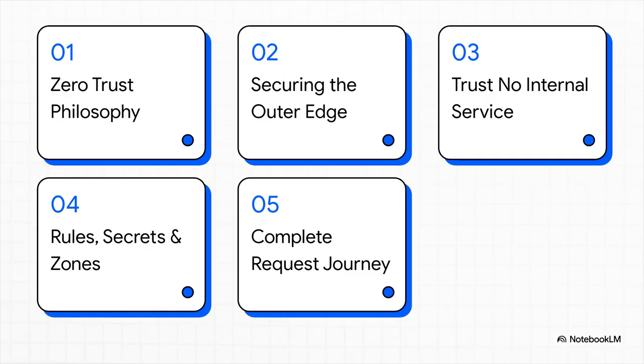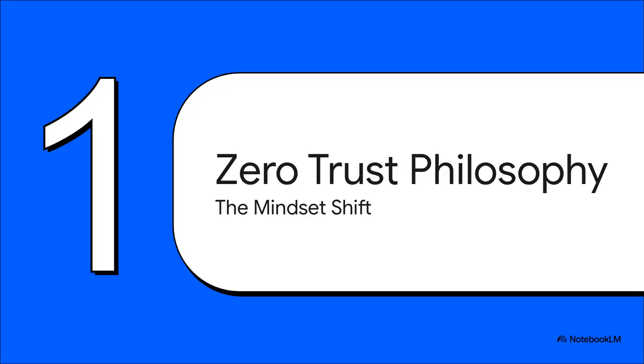So here's our roadmap for today. We'll start with the zero trust philosophy, then securing the outer edge, followed by trust no internal service. After that, we'll hit rules, secrets, and zones, and we'll wrap it all up by tracing a complete request journey. Okay, let's dive into part one, the zero trust philosophy.